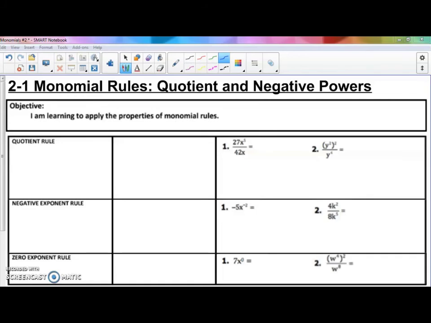Hello and welcome to our 2-1 monomial rules. Today we're looking at quotient and negative powers. Go ahead and put today's date and your name in that top right hand corner.